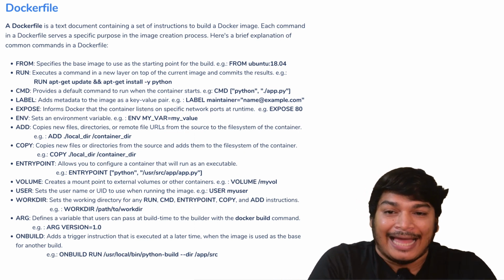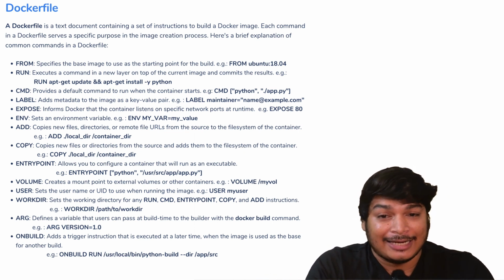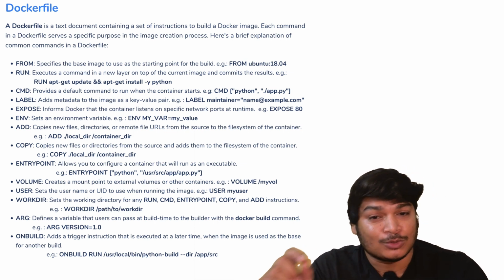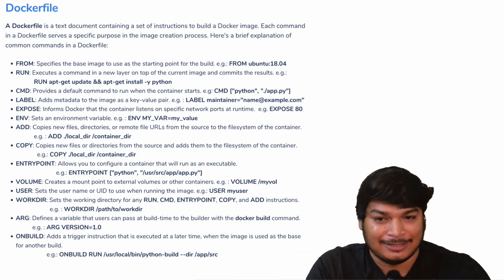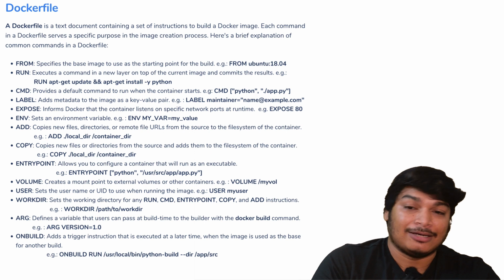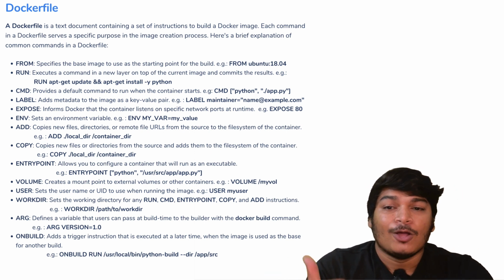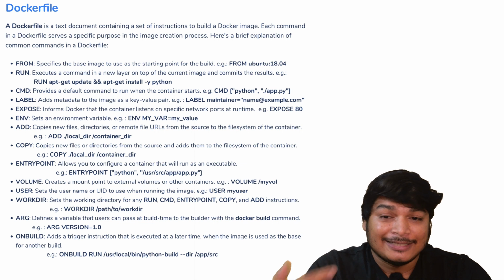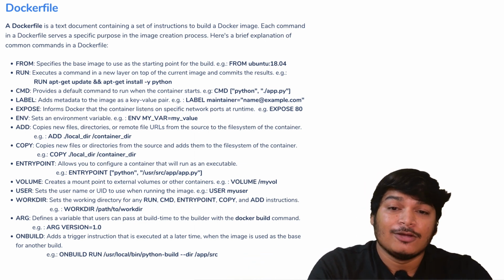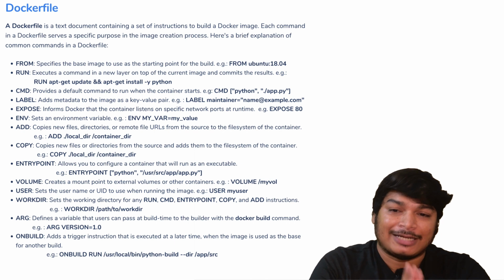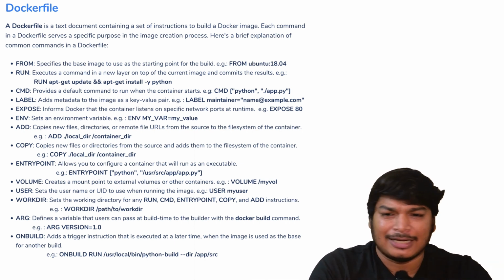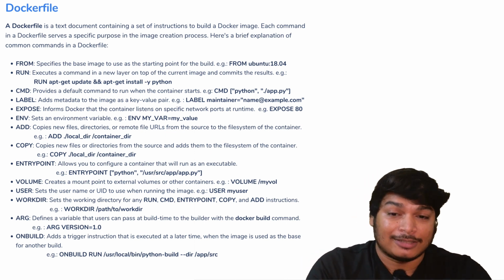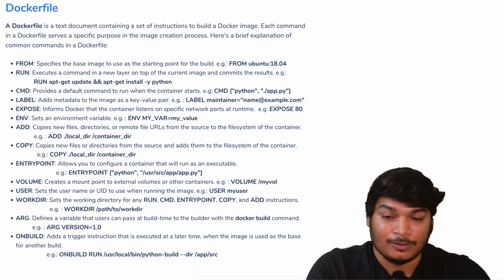Okay. Then ADD copies new files, directories, or remote file URLs from the source to the file system of the container. For example, ADD then the local directory, that's the current local directory, and then into the container directory. Now the COPY command. COPY copies new files, directories, or remote file URLs from the source to the file system of the container. For example, COPY then local directory, space, the container directory. Then ENTRYPOINT. ENTRYPOINT allows you to configure a container that will run as an executable. For example, ENTRYPOINT Python, then the Python code that you run.